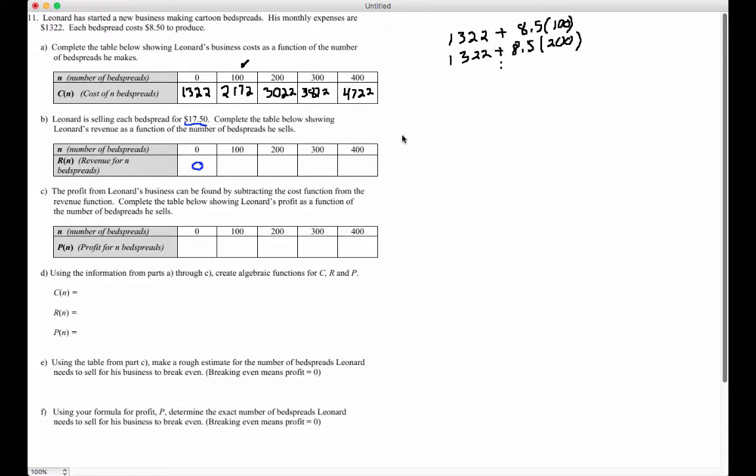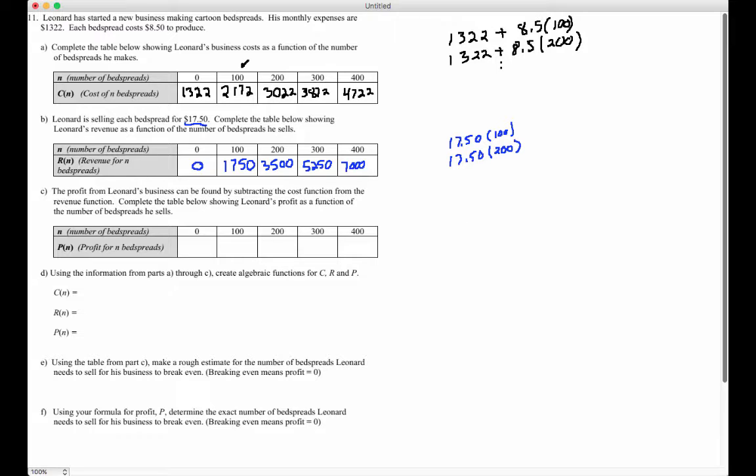So what if he makes 100 bed sheets? Well, if he makes 100 bed sheets, then that's going to be 17.50 times 100, which is $1,750. So he'd pull in $1,750 if he makes 100 bed sheets. If he makes 200 bed sheets, that's going to be 17.50 times 200, and we do the arithmetic on that, that's 3,500. Okay, continuing on in the same fashion with the arithmetic here, you'd get 5,250 for 300 bed sheets and $7,000 if you did 400 bed sheets.